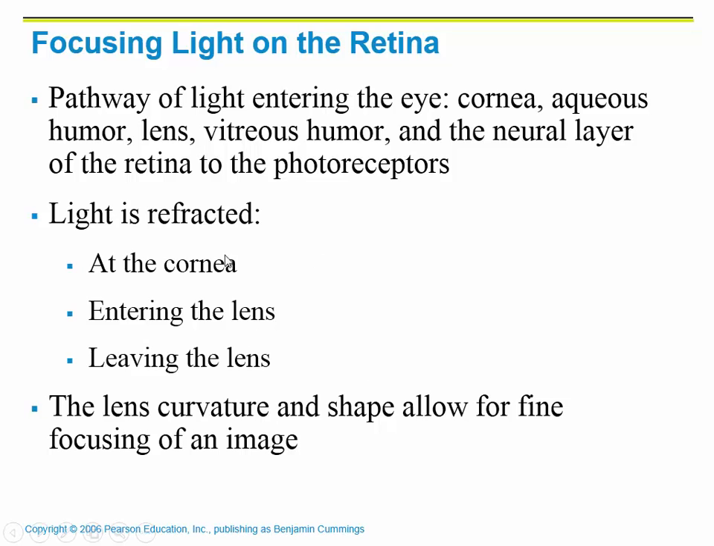So the pathway of light, as it enters the eye, it goes through the cornea. That's the very first thing that it hits. It goes through something called the aqueous humor. That's the humor in the anterior segment. Then it hits the lens, goes through vitreous humor. That's the liquid in the posterior segment. And then it hits the retina.